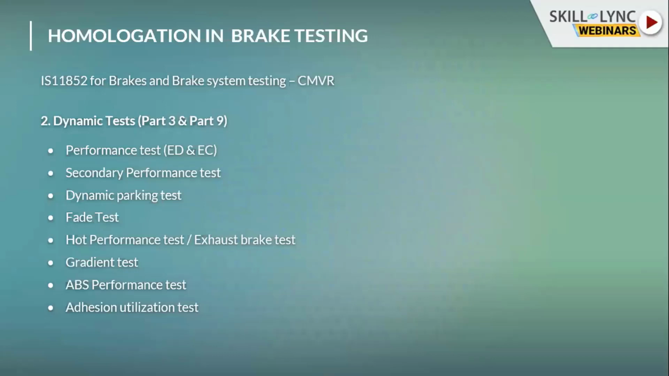Generally, most heavy commercial vehicles will be equipped with exhaust brakes. Now, as per the standard, the exhaust brake has to give a deceleration of 0.5 meter per second square or more to pass this test, or else the hot performance test has to be done to meet the requirement.